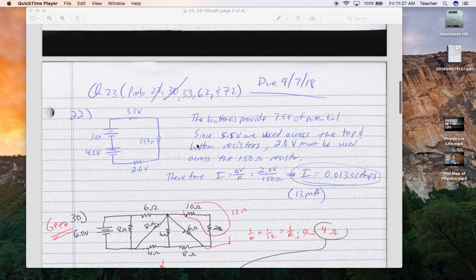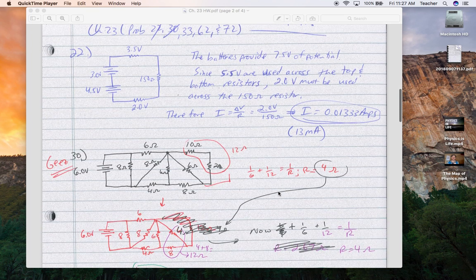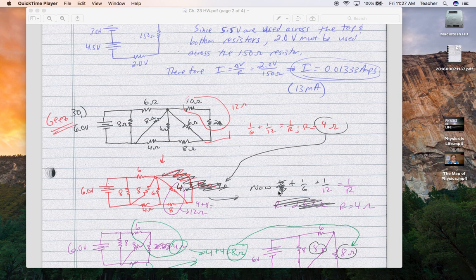Number 22, the batteries provide a total of 7.5 volts of potential. 5.5 volts are used across these 2 resistors. That leaves 2 volts across this resistor. If it's 150 ohms and uses 2 volts, it gives me a current of 0.013 amps or 13 milliamps.